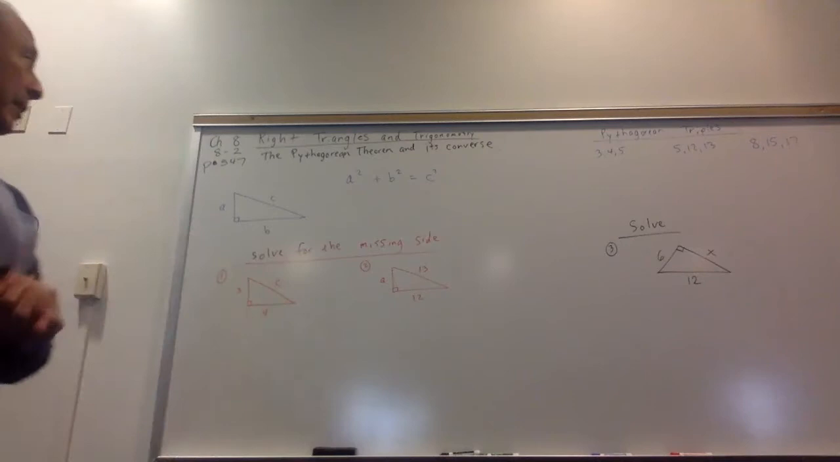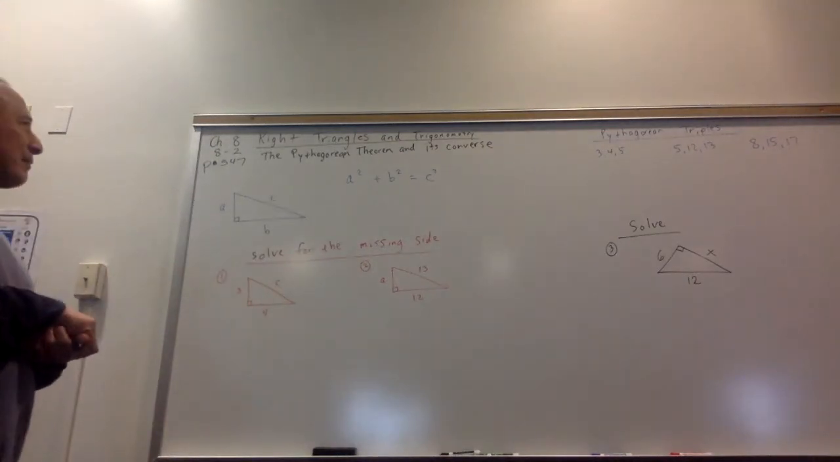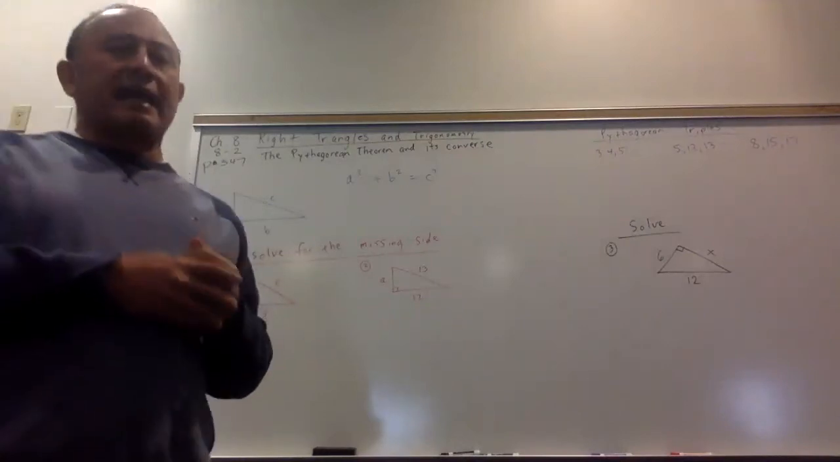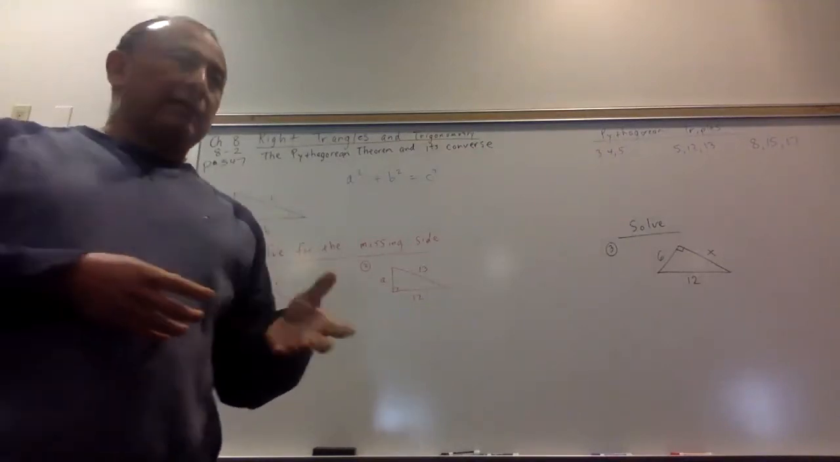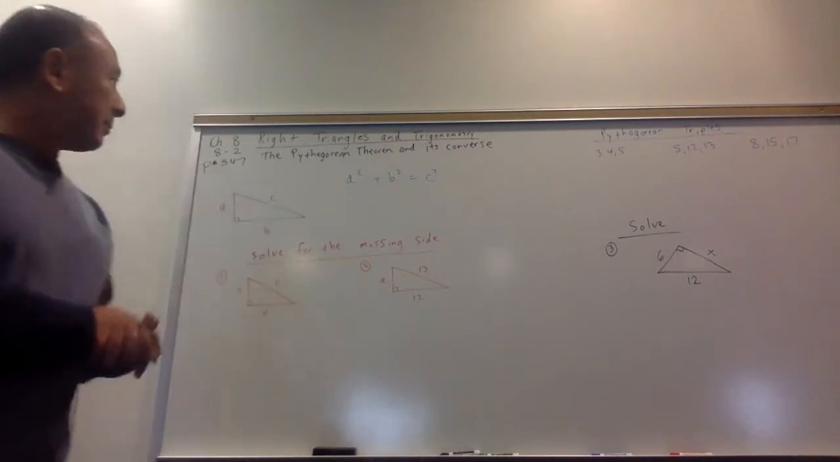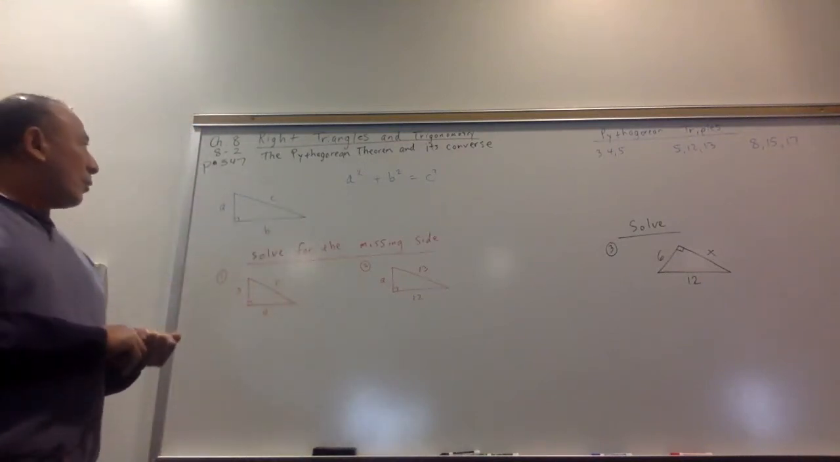This was discovered by Pythagoras, I think it was around 1900. He discovered by just laying out rope that he could figure out what the third side was if he knew two sides. Now, it could be either a leg or the hypotenuse.